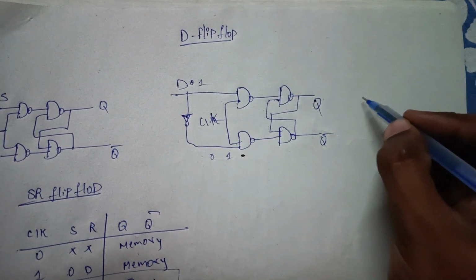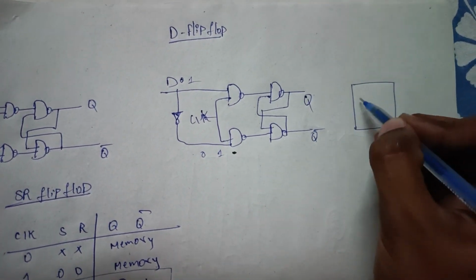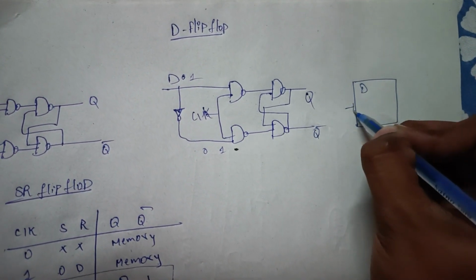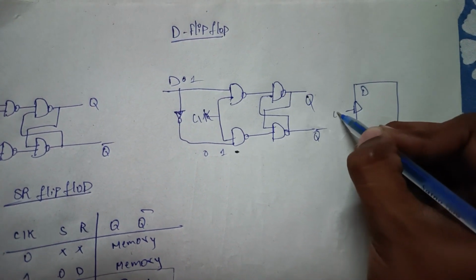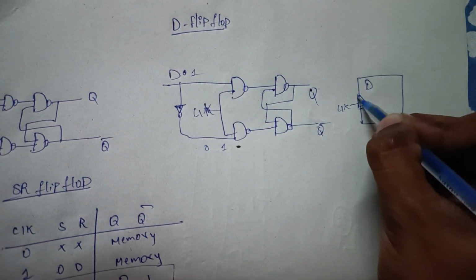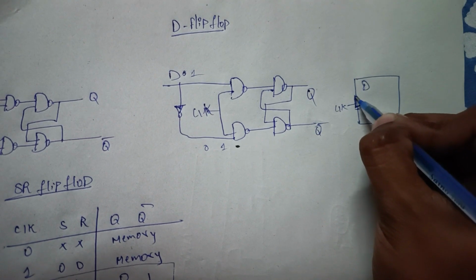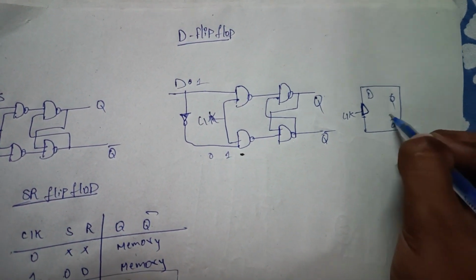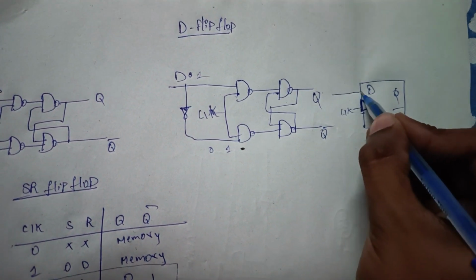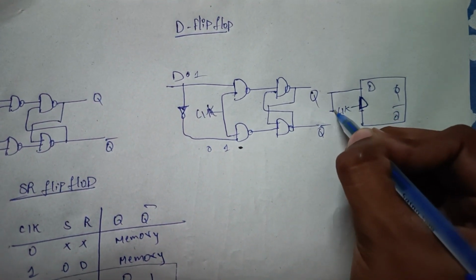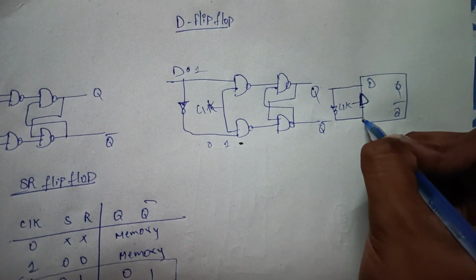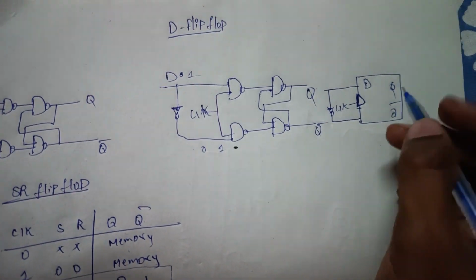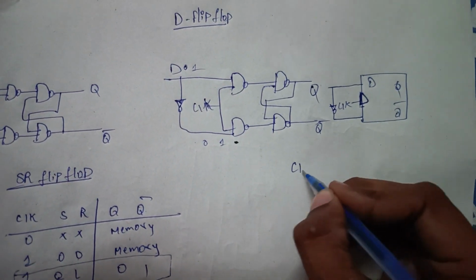Here we can also indicate this one as D, and we are applying the clock here. The symbol indicates it is edge triggered, because a flip-flop is an edge triggered device. Here are Q and Q bar, and here I will take the input and connect an inverter. In this way the D flip-flop will be designed. Let's see the truth table of the D flip-flop.